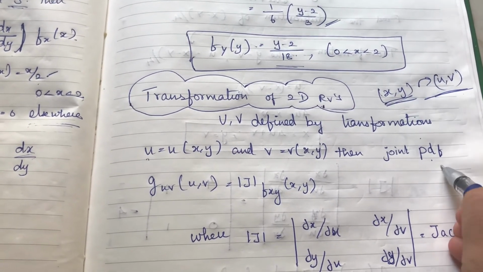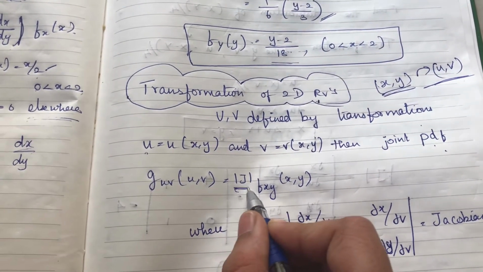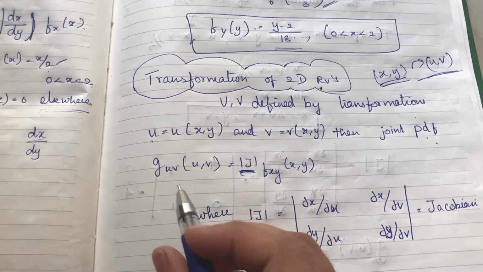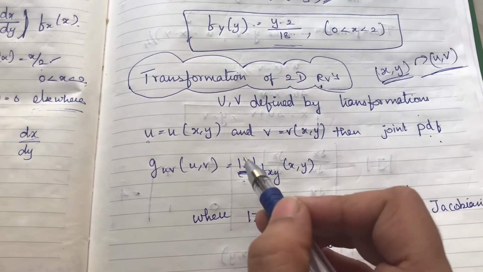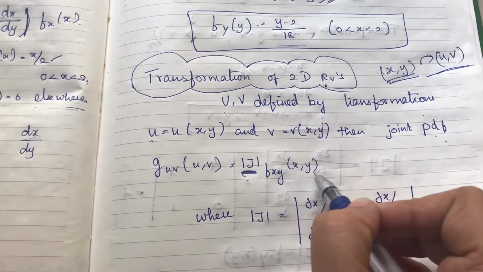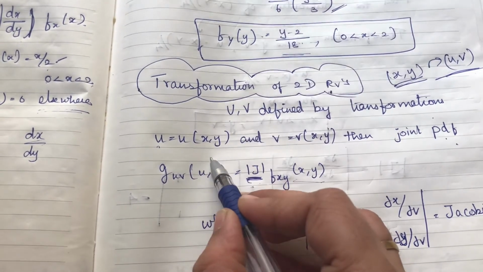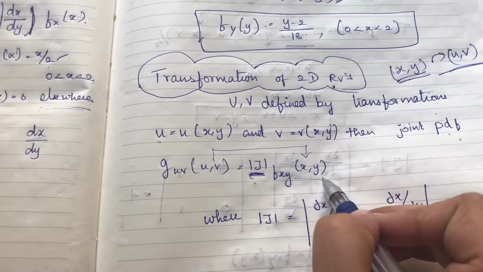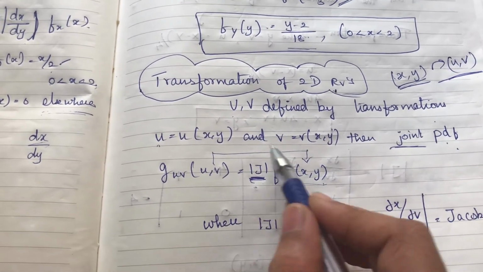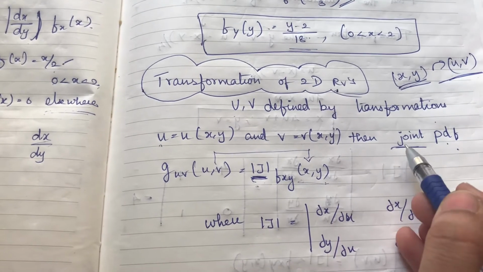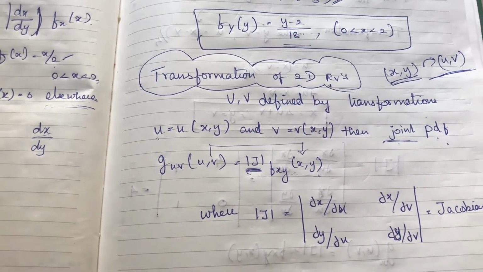Then the joint probability density function will be equal to, we need to include the Jacobian form here. So g of u, v function is equal to the Jacobian times f of x, y function. You can see here it is u, v, and here it is x, y. So joint means Jacobian. The only thing added is the Jacobian form.